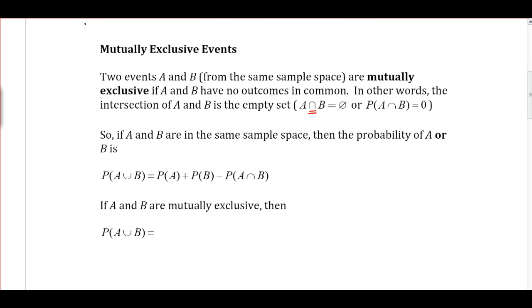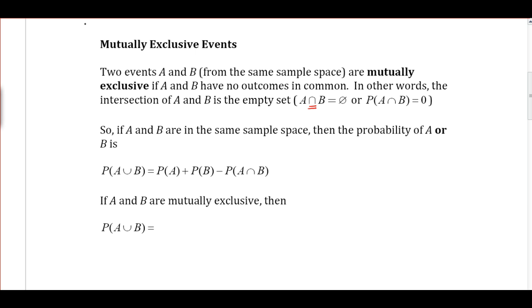If A and B are in the same sample space, then the probability of A or B happening is equal to the probability of A occurring plus the probability of B occurring minus the probability of A and B occurring. This is when they would occur at the same time. So this is their overlap. You need to make sure that you subtract when they're happening at the same time. And when we look at an example, I'll point that out again.